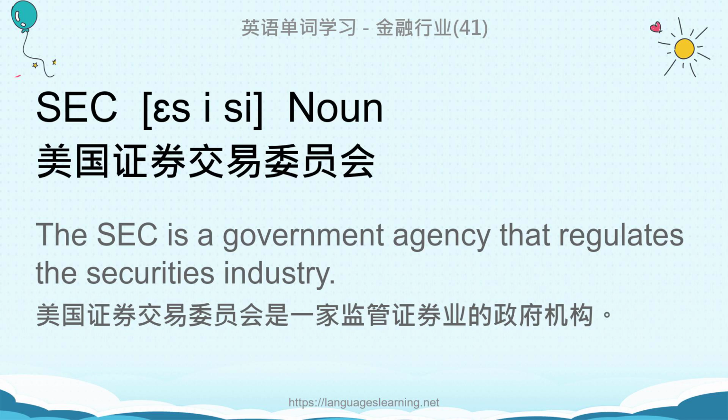SEC. The SEC is a government agency that regulates the securities industry.